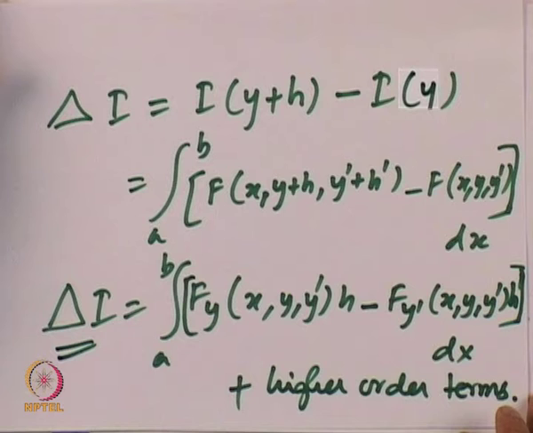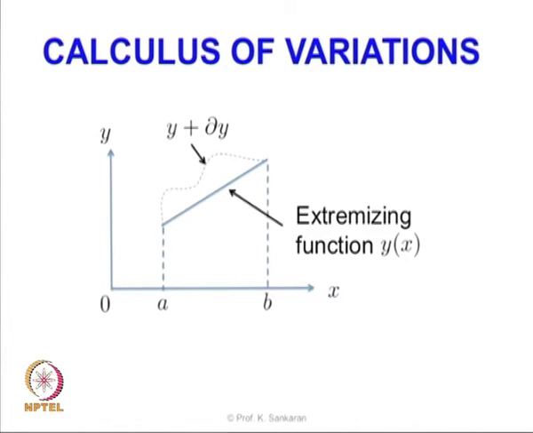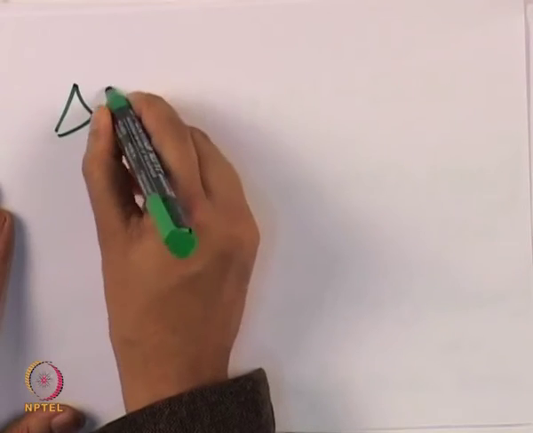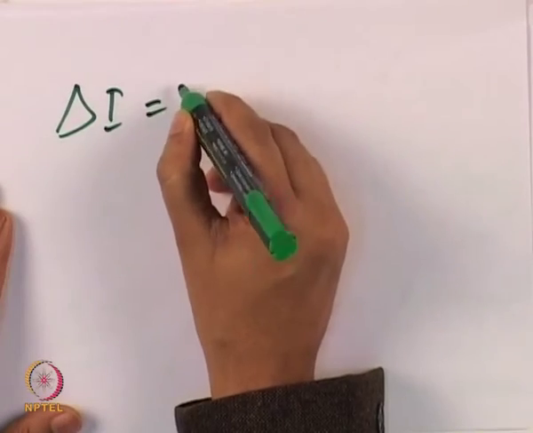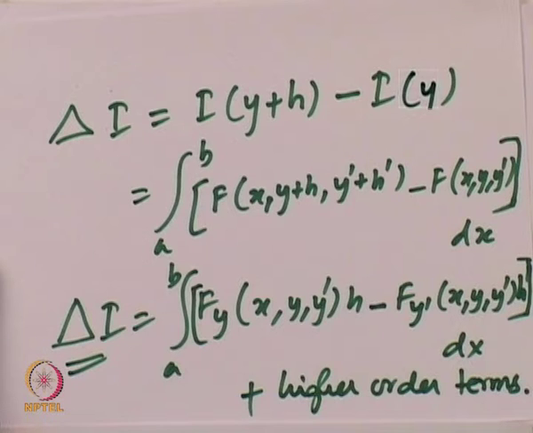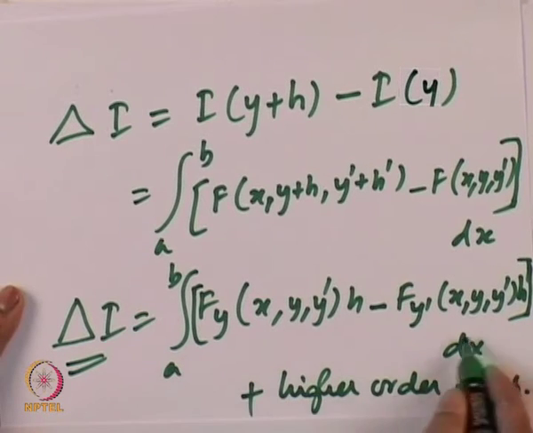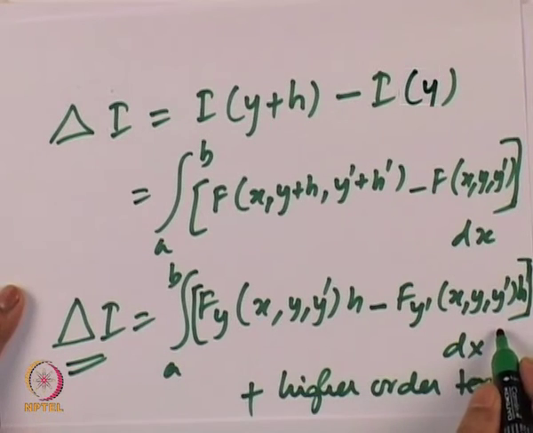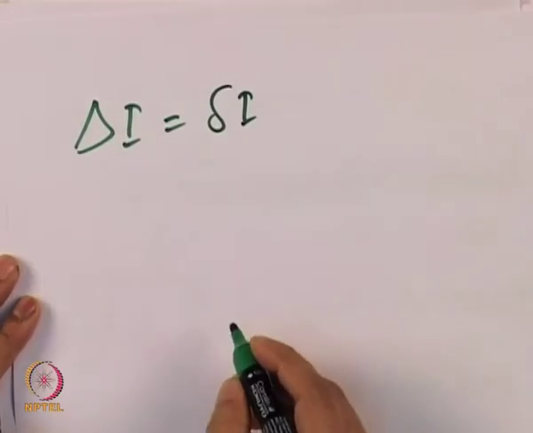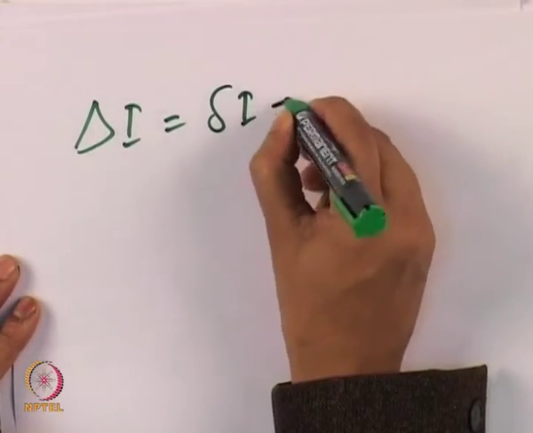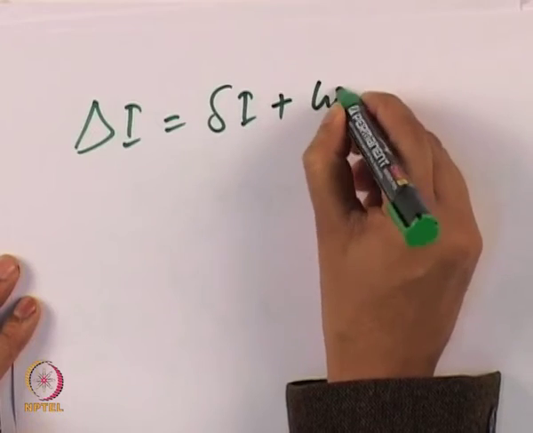So let us take this further. What we are going to do now is see how this entire equation is going to change. So what we have got is delta of I is equal to the value which is given here, and this is nothing but the value of small change in I itself. So the first term will be I plus some higher order terms.